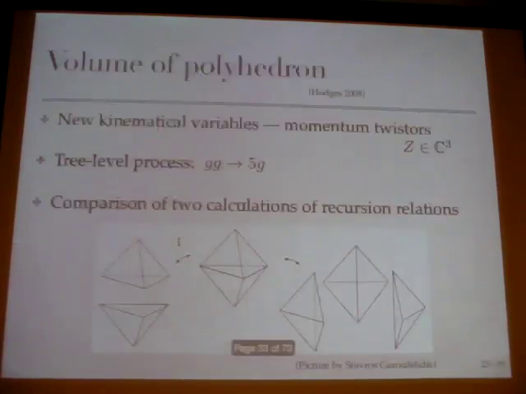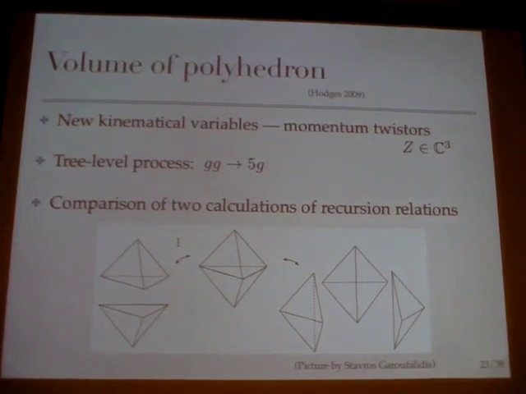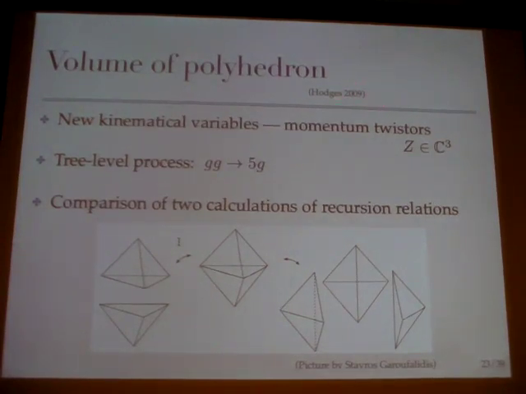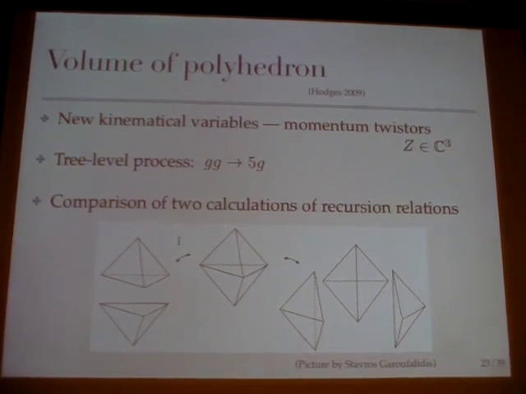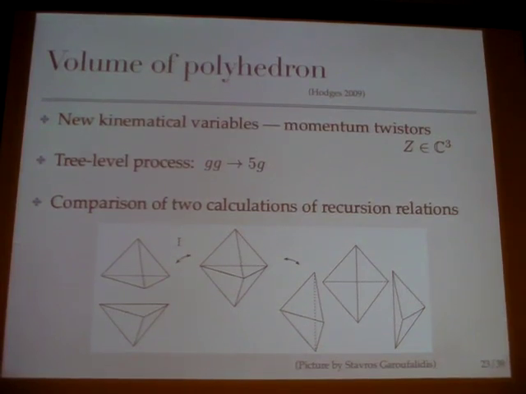Okay, so let me tell you a little bit about the historic prelude, what happened before the final picture was found. Everything started with an observation by Andrew Hodges in 2009. He did a particular calculation of some amplitude, 2 goes to 5, at tree level, and he used his new variables called momentum twistor variables. He used the tree-level recursion relations that I showed before, did the calculation one way, and got 2 terms.